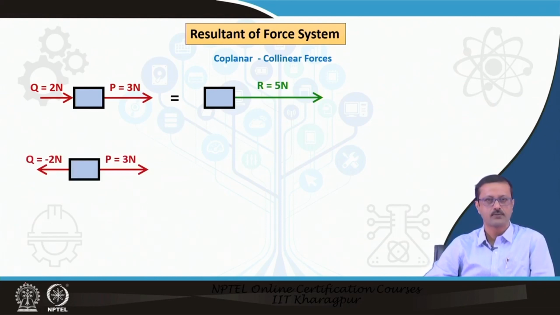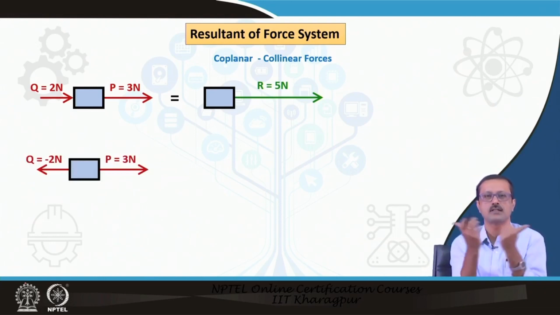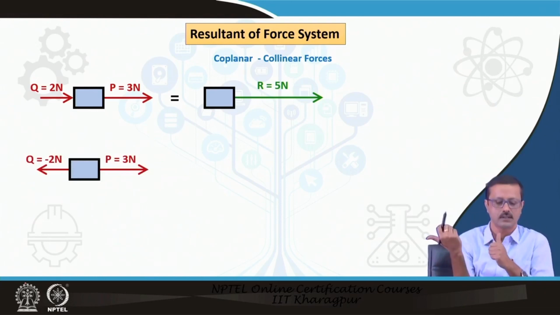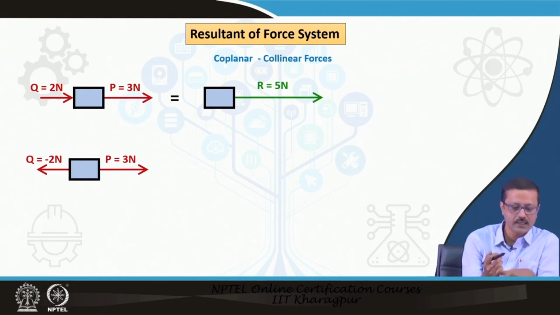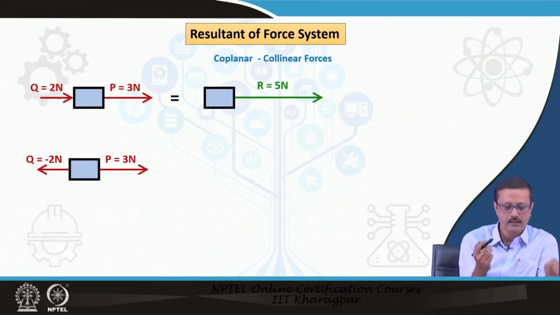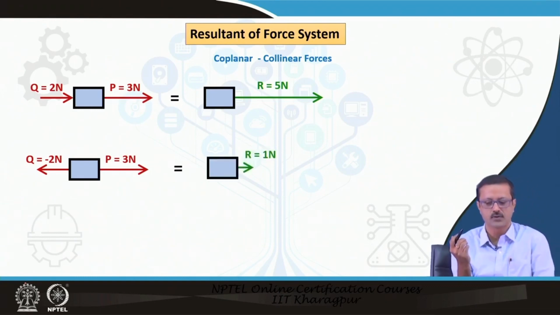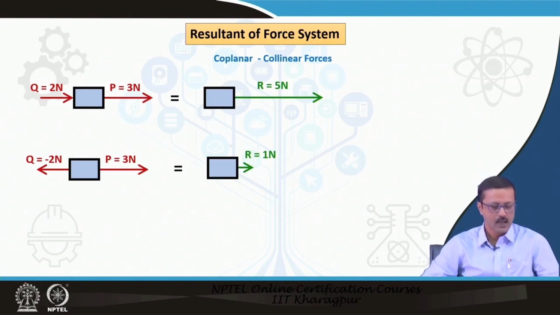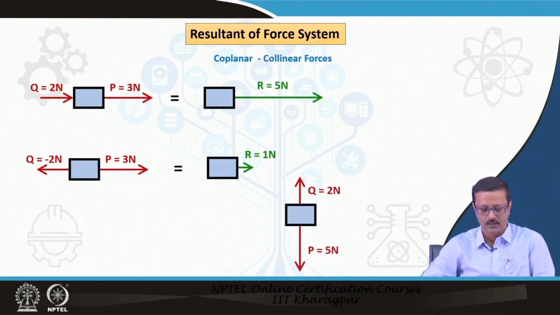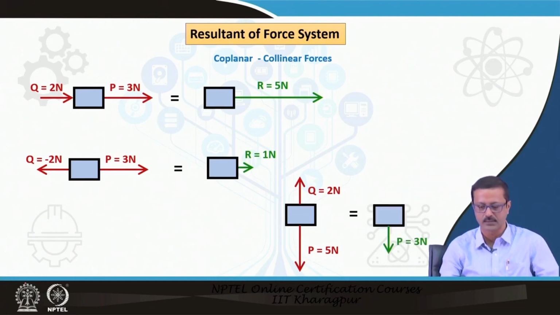Similarly, if the forces P and Q are opposite in direction, with 3 Newton to the right-hand side and the other 2, then this 2 will be negative, minus 2, and the resultant force will be 1 Newton in the right-hand side direction only. Very similarly, if I have forces in the vertical direction, I can have a downward resultant force of 3, because 5 minus 2 is equal to 3.